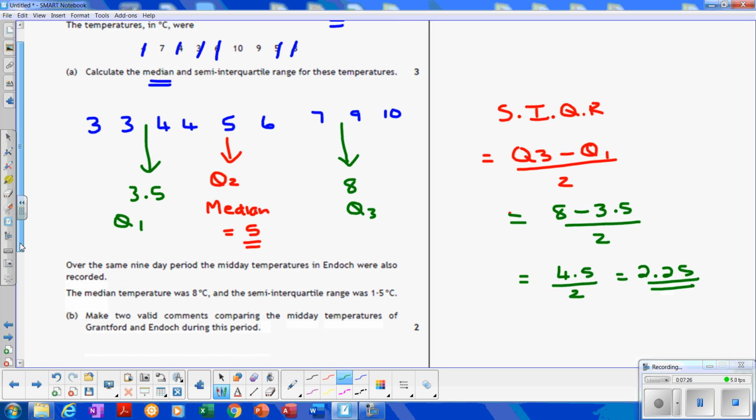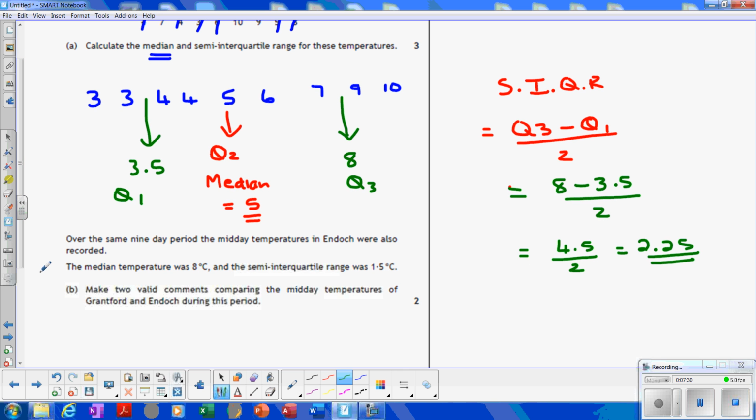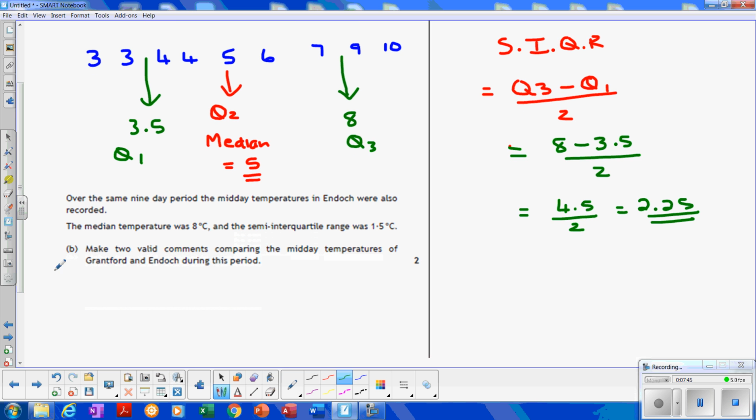Now the next part here, it'll be a comparison question. You always get that after working out one of these. It says on the same 9-day period, the midday temperature in Endhoek was also recorded. The median temperature was 8. The semi-interquartile range was 1.5. Right, so I'm going to compare them. So Grantford was the first place, and Endhoek is the second place.